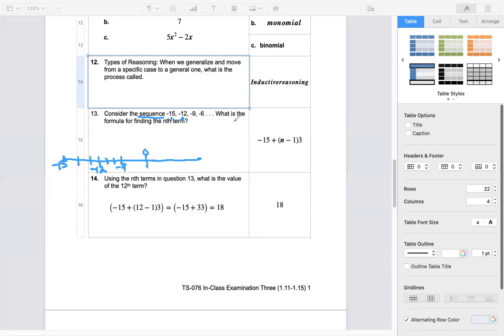So the question is, what is the formula for finding the nth term? Okay, all right. So a couple of hints I'm going to give you here. This is what they call an arithmetic sequence, okay?